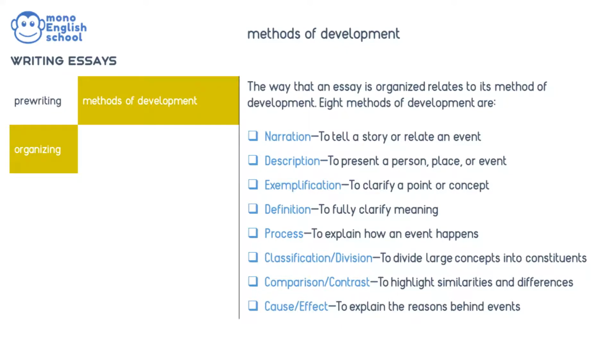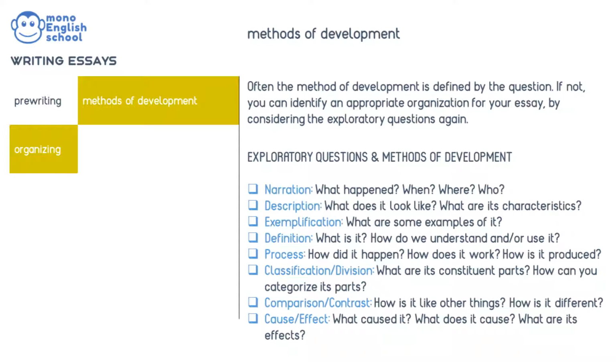If, in the pre-writing sections, you answered the questions, what happened, when did it happen, where did it happen, and to whom did it happen, in detail, you have the basis of a narration. If you answered the questions, how is it like other things, and how is it different from other things, with detail, a comparison-contrast method of development seems applicable.